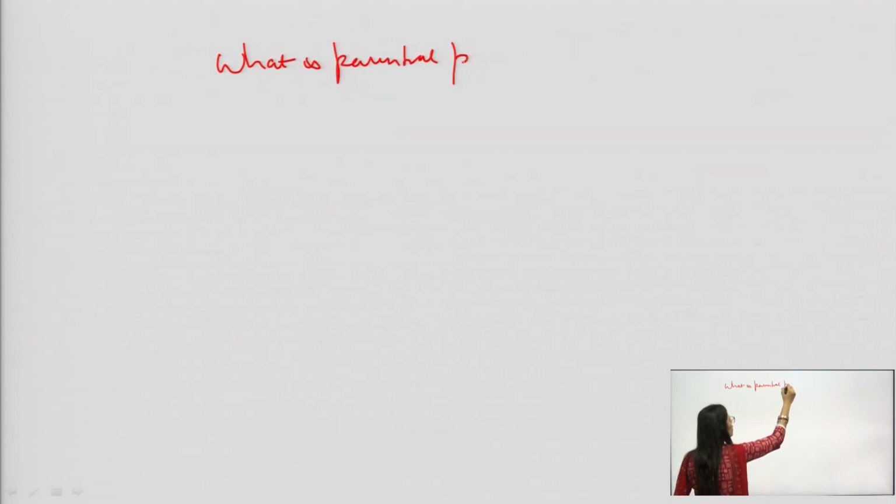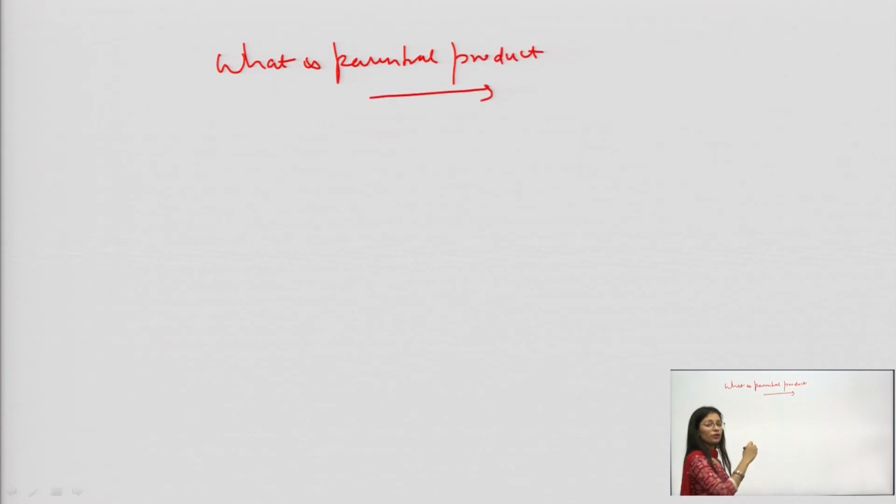So let's revise what we have learned in this class. We learned what a parenteral product is. Parenteral products are basically sterile preparations, as I told you, intended to be used inside the systemic circulation and to have a therapeutic effect.